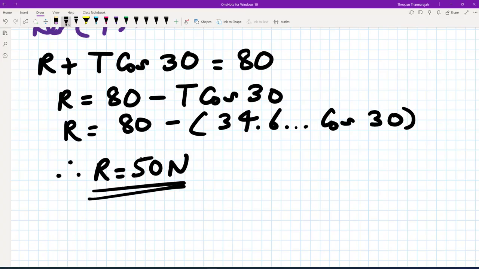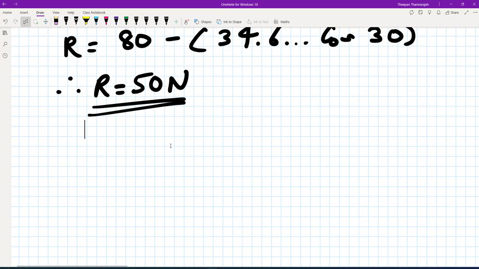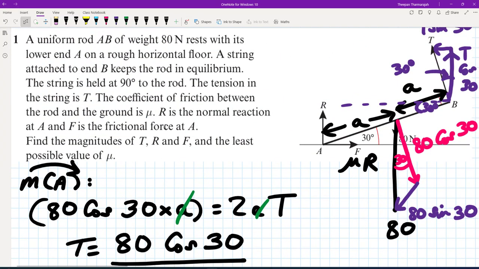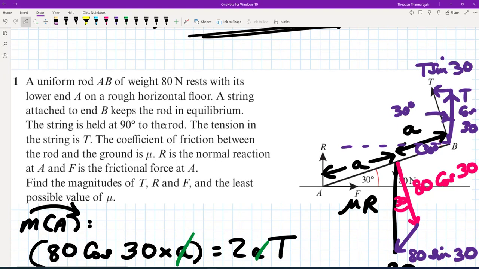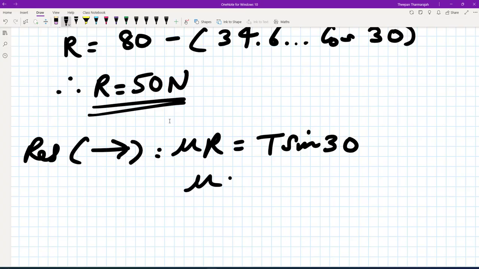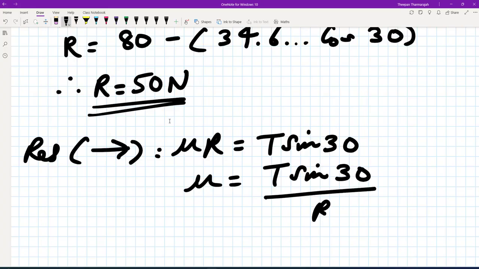And then to find mu, we need to now resolve horizontally, towards the right. So going back to our diagram here, we can see that the force going towards the right is mu R, and the force going towards the left horizontally is T sine 30. So therefore we can say mu R is T sine 30. So mu is T sine 30 divided by R, and hence we have to use the true values here.